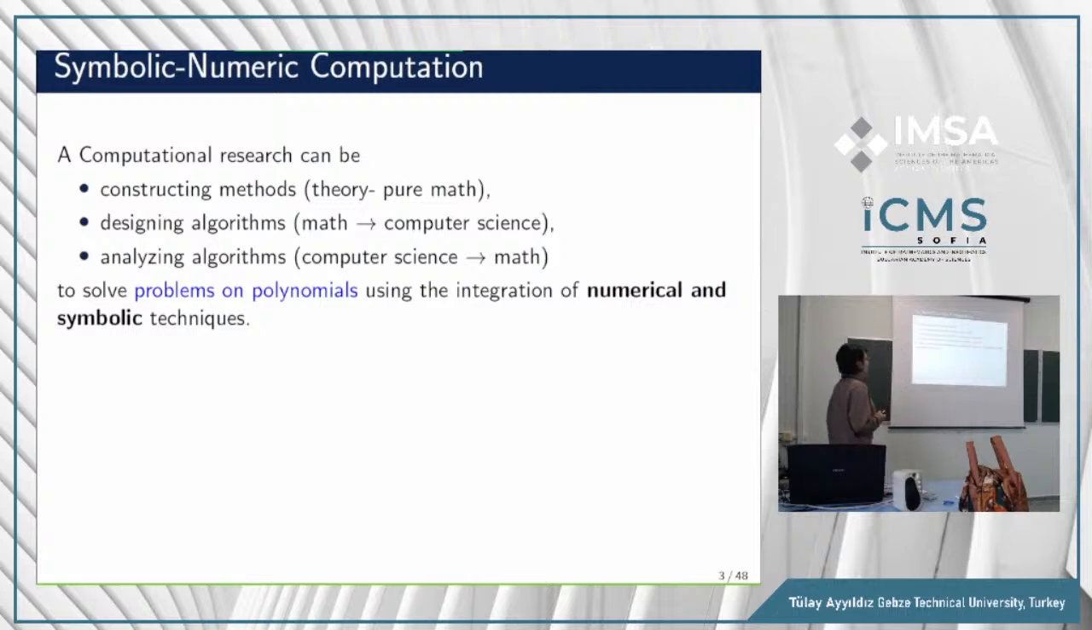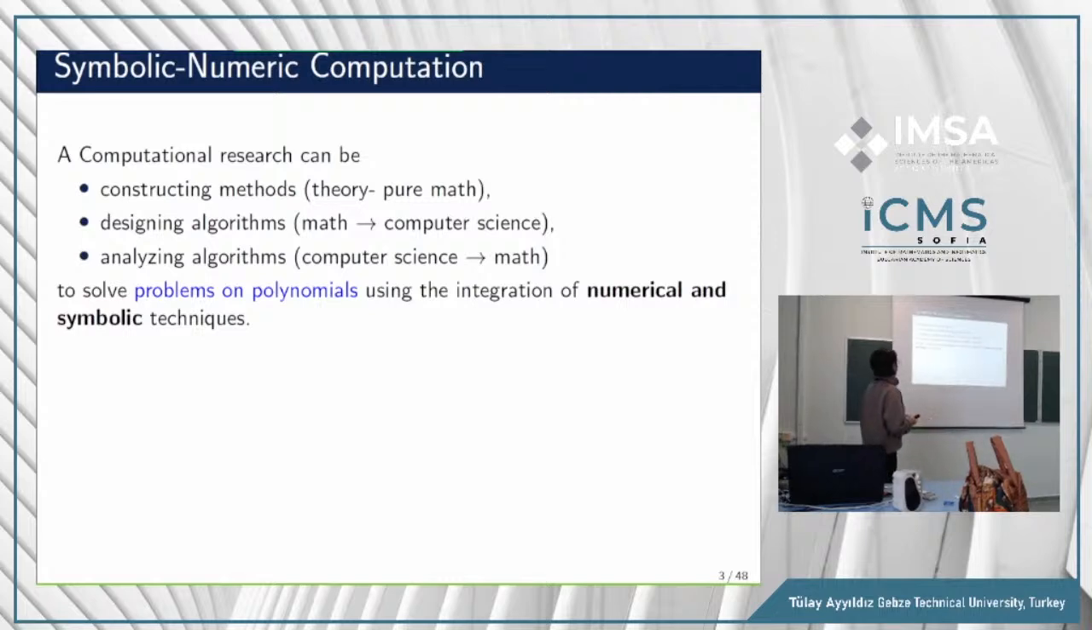How we approach problems in computation in general has three parts. First is the constructive method part. The method part is basically pure mathematics. Usually in the symbolic part we use algebra or analysis, but we do lots of pure math. Then after we construct the methods, we use algorithms to design how to tell the method to computers. In the algorithm design part, we move from mathematics to computer science. How the computer works, how we can make the computer do the work for us.